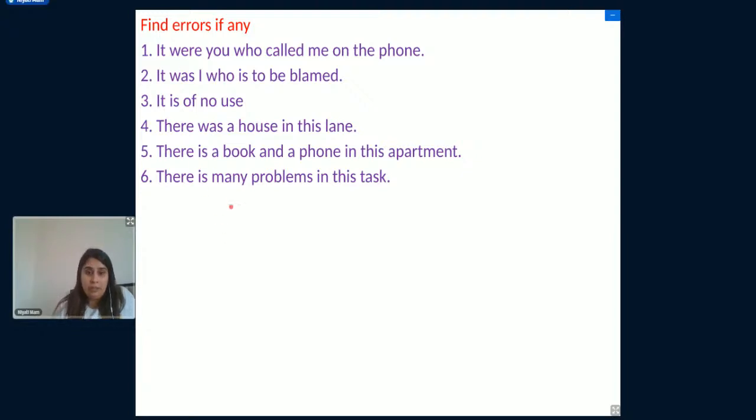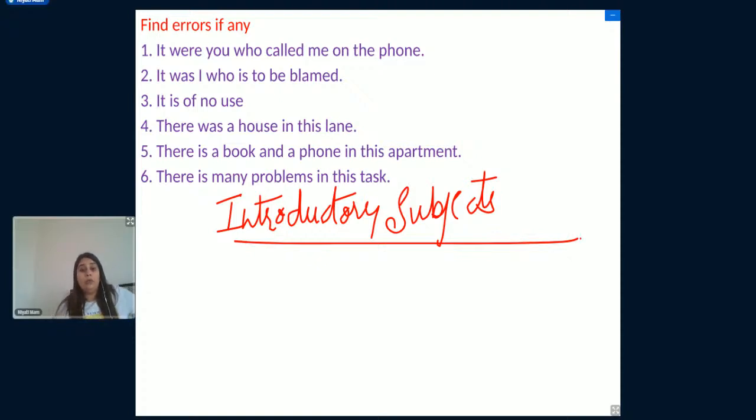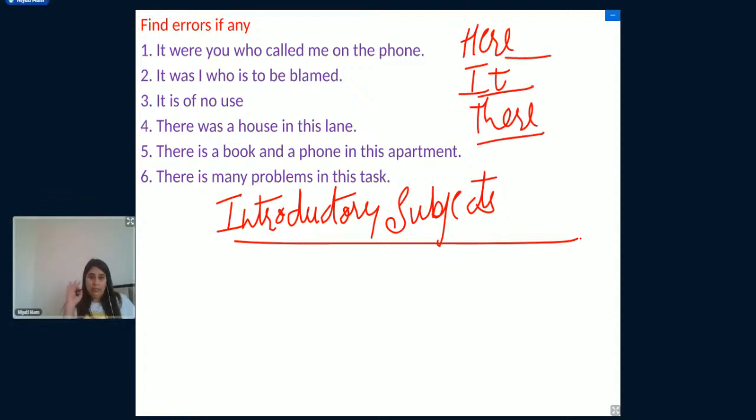Now you need to understand there is a word known as introductory subjects. Introductory subjects in a sentence. Now, what are introductory subjects? Let us consider this. See, here, it, and there are three introductory subjects in the sentence. Now, let us learn first why do we call them introductory subjects, right?